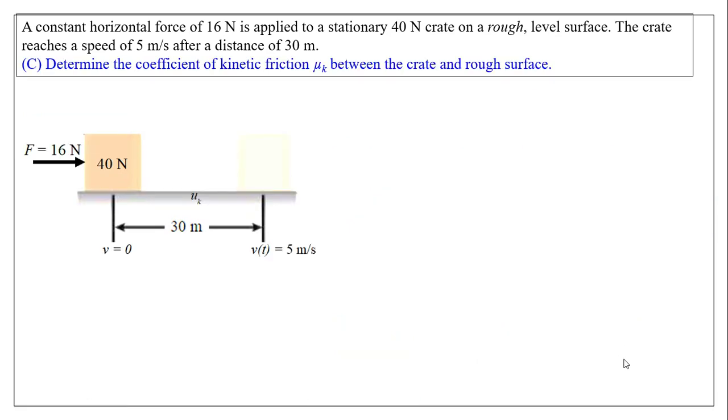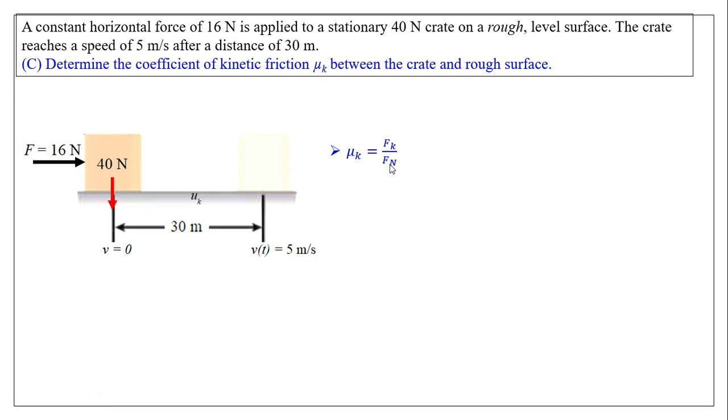All right, let's do part C. Excuse me. Let's do part C. Part C asks us to find the coefficient of kinetic friction, mu k. So right away, if it asks you to find mu k, I highly suggest that you start with the physics function that involves mu k. So mu k by definition is f of k over f of n.